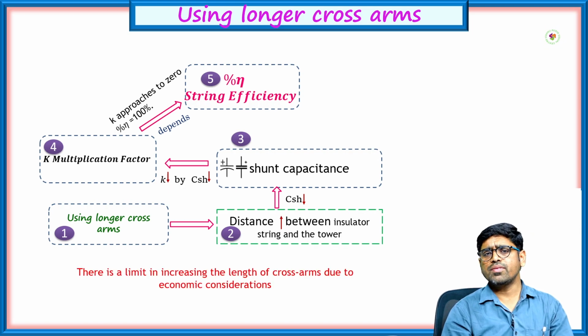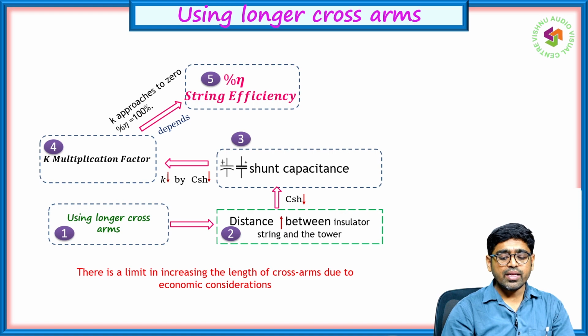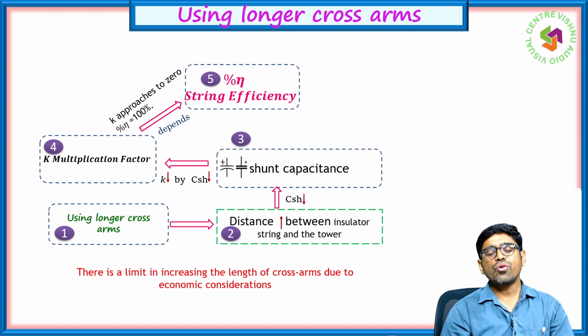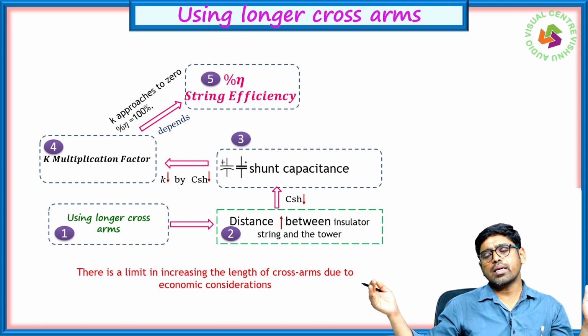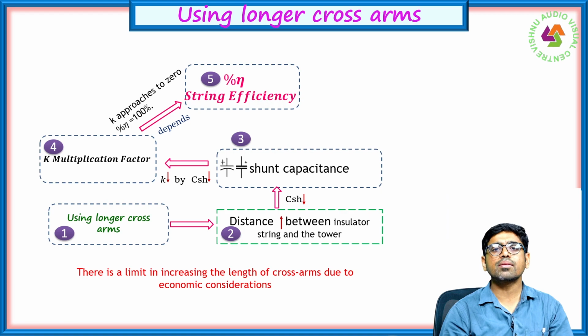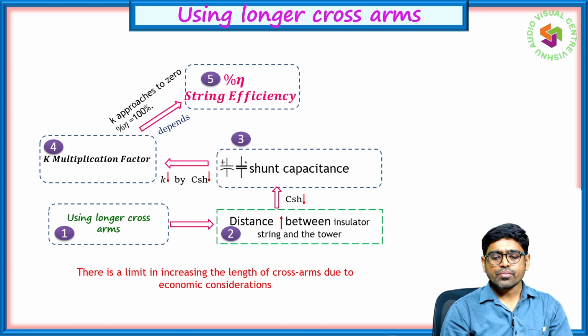But what is the limit of using longer cross arms? There is a limit in increasing the length of the cross arm due to economical considerations. If you go for longer cross arms, the structure required for the transmission line is larger, and then it is not economical.